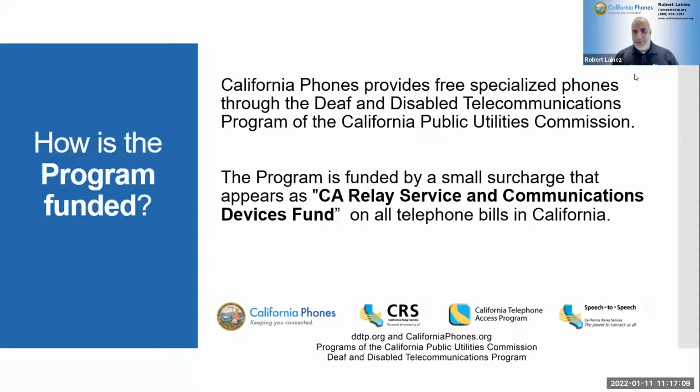How the program is funded is anyone that has a telephone line in California, be it a landline or a mobile phone or a fax line, whatever, the state, the Public Utilities Commission, there's a small charge called the California Relay Service and Communications Device Fund. And so if you take a look at your bill, you'll see that it's a very small charge. So everyone pays for it. So what this means is that everyone kind of pays into this program that anybody can use. So that's how this program is actually funded.